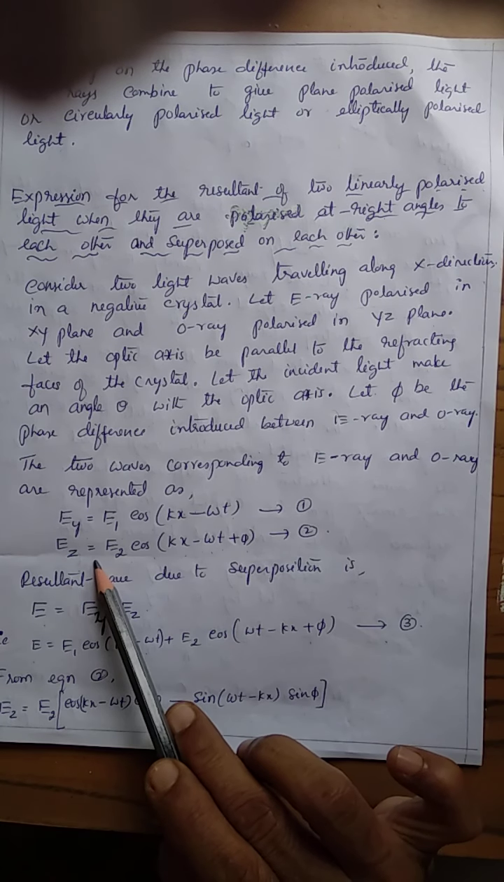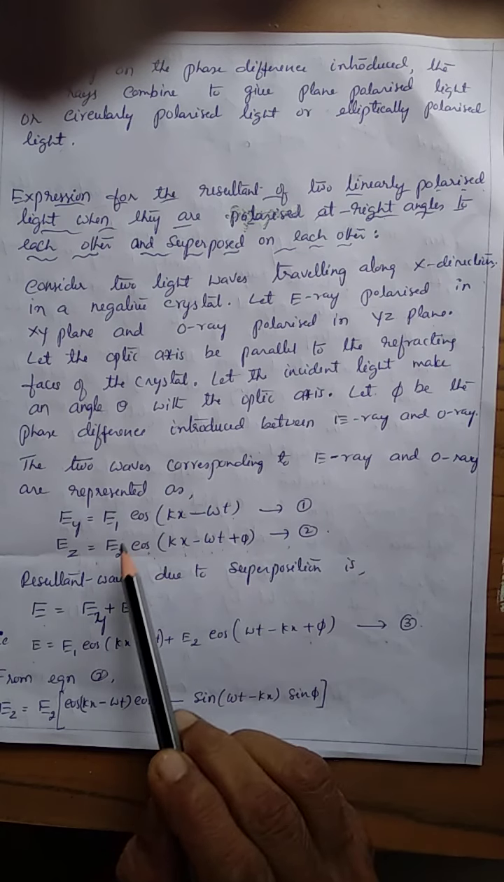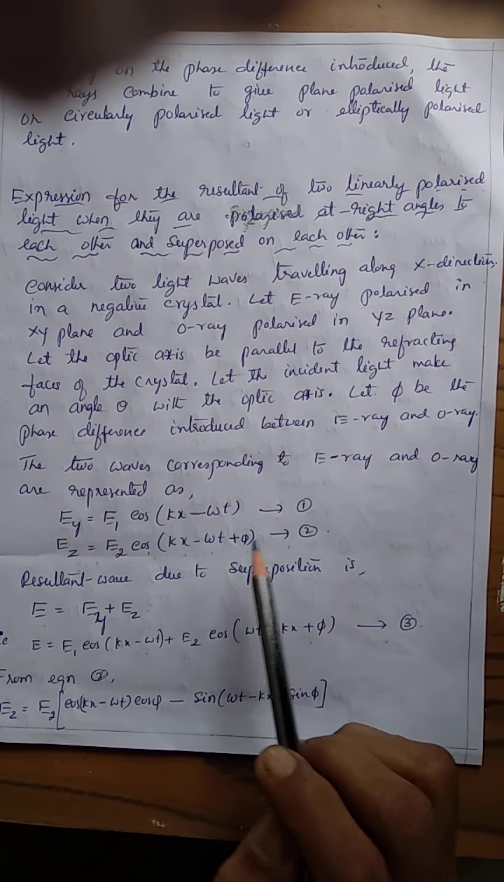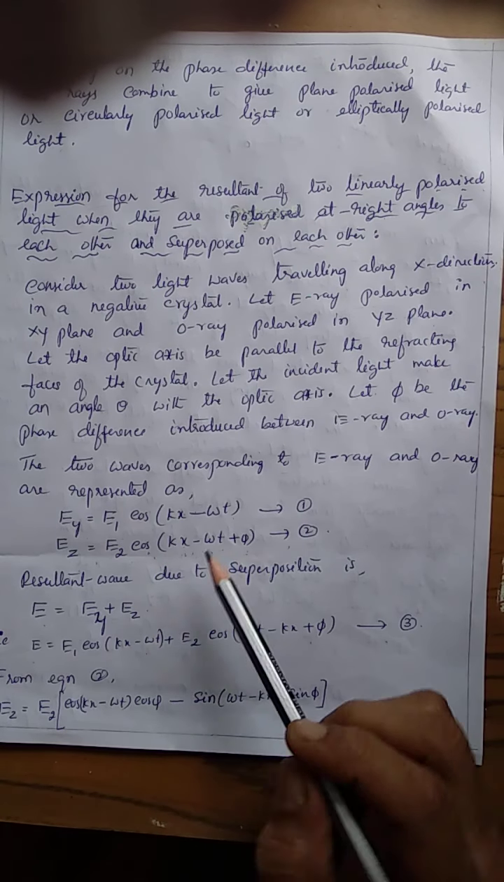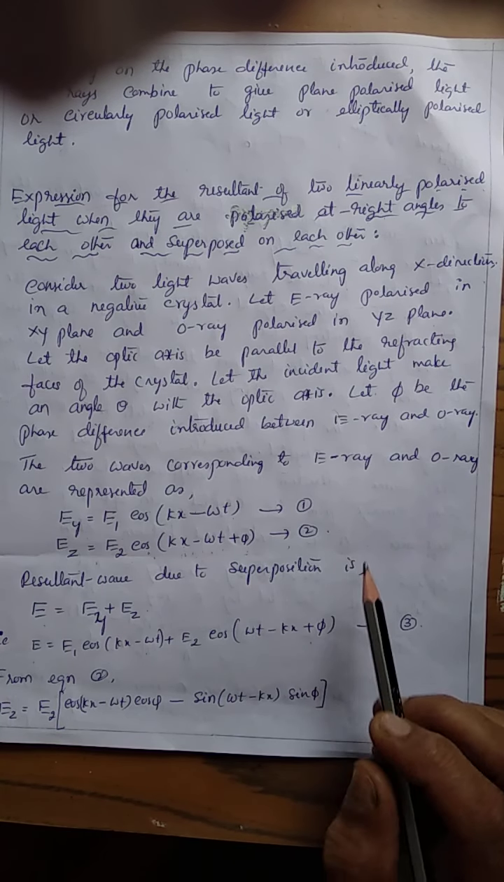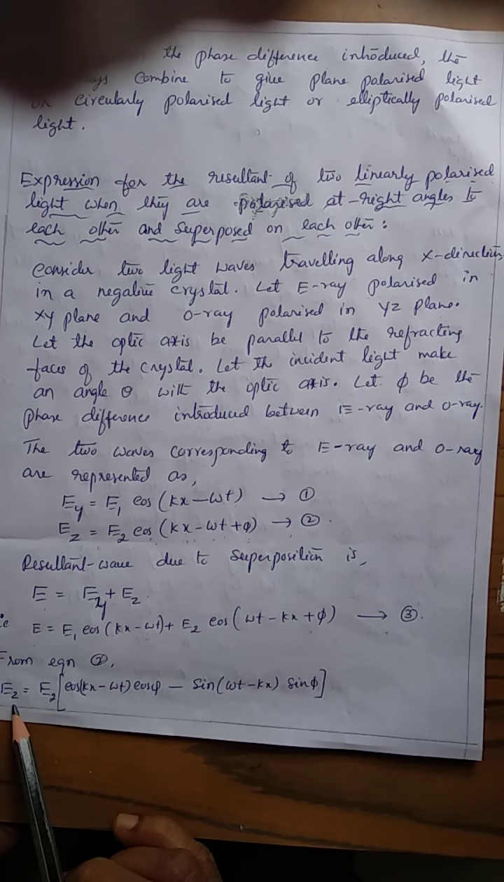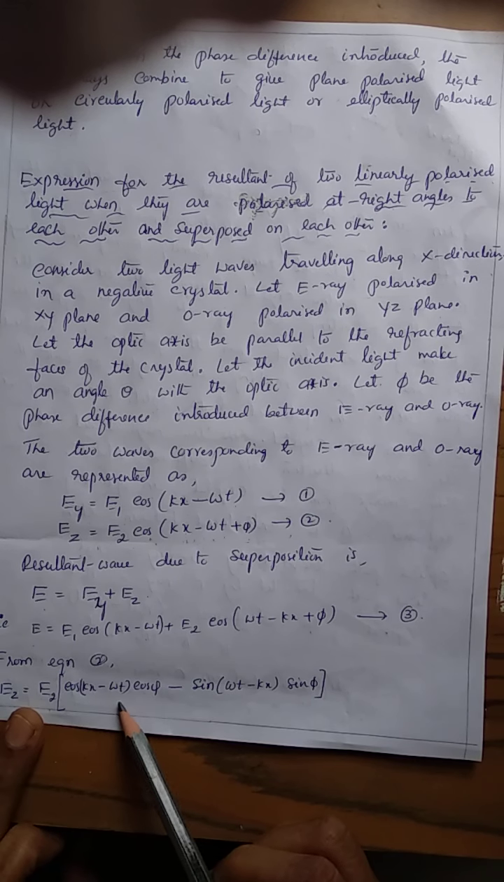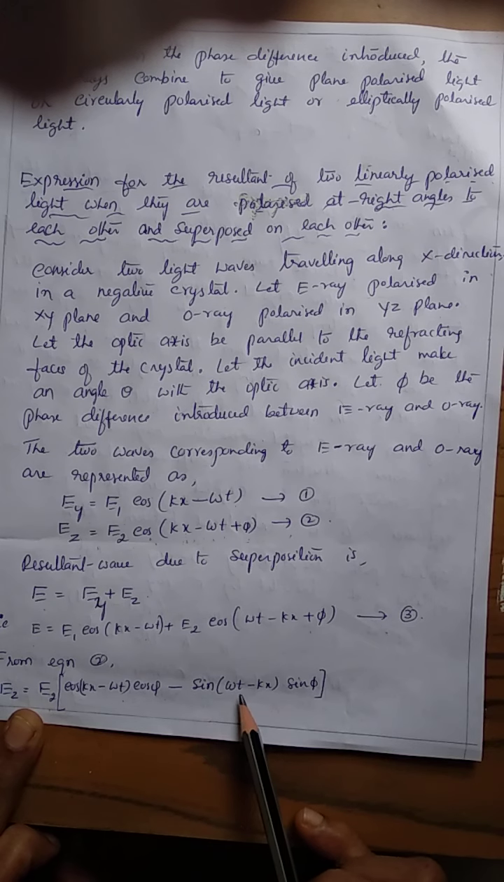Now, consider the expression Ez, equation 2. Expand this term, cos(kx minus omega t plus phi). This is of the form cos(a plus b), with kx minus omega t as one term and phi as the other. Expand this using the formula cos(a plus b) equals cos a cos b minus sin a sin b. When you expand that, we get Ez as E2 into [cos(kx minus omega t) cos phi minus sin(omega t minus kx) sin phi].